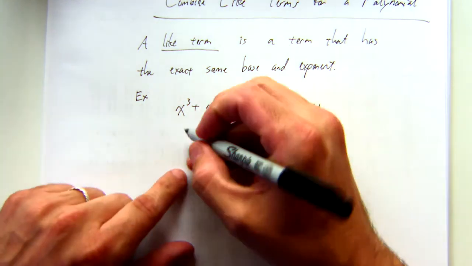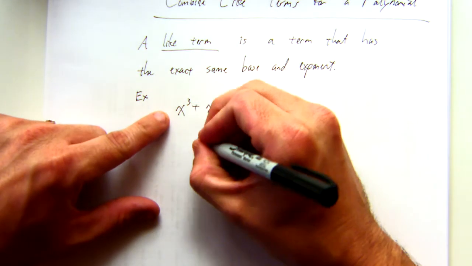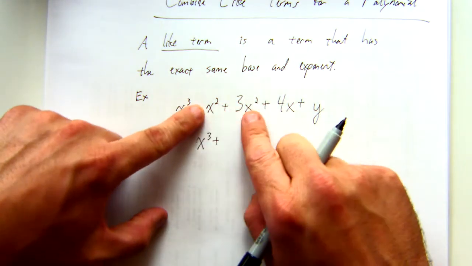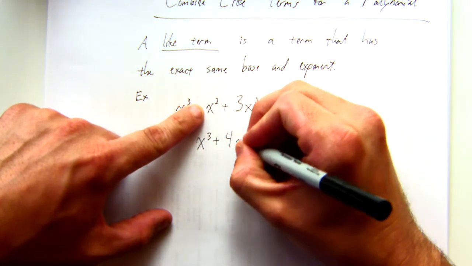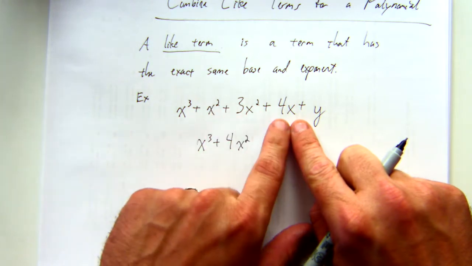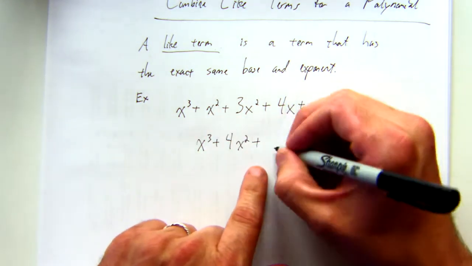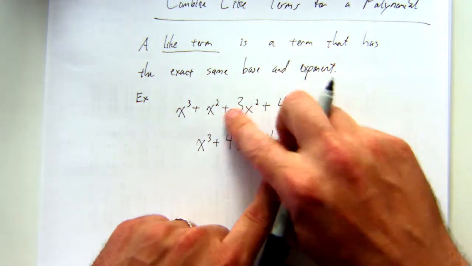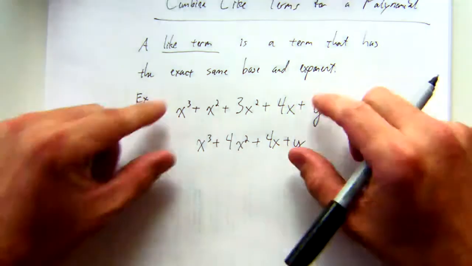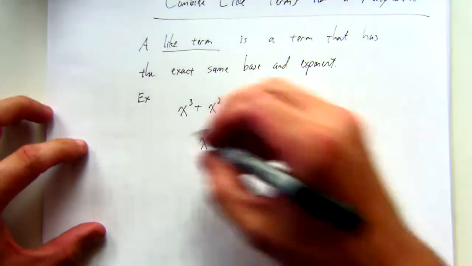4 apples. So we can write, now I can't combine the x cubed, so I'm going to bring it down. Plus 1x squared plus 3x squared is 4x squared. Do I have another x? No, so I'm just going to bring it down. And then do I have another y? No. Bring it down. We're combining like terms.